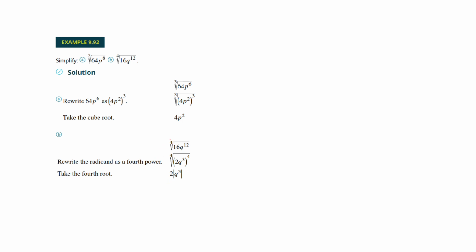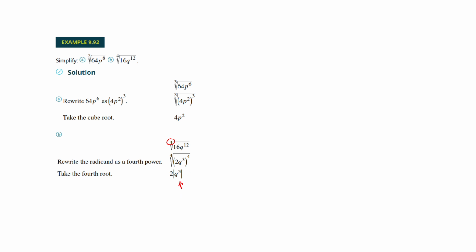But here's the deal. Remember, in an even index, we were not allowed to have a negative underneath there. So suppose this q to the third had been negative values. Then we'd have a problem here because we're not supposed to have a negative underneath. So what we do is we say, hey, we need to limit this so that this is the positive that's coming out of there because it's not allowed to be negative.